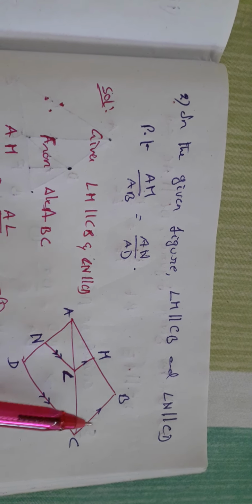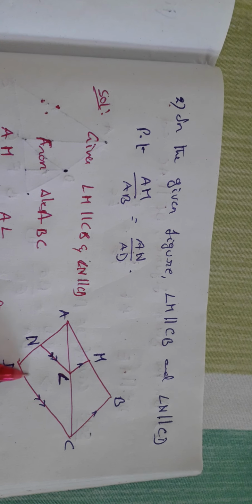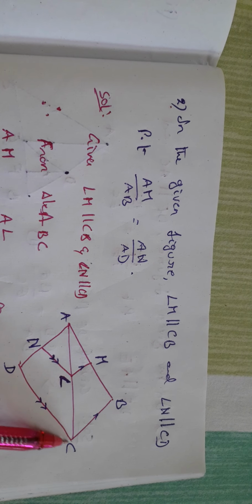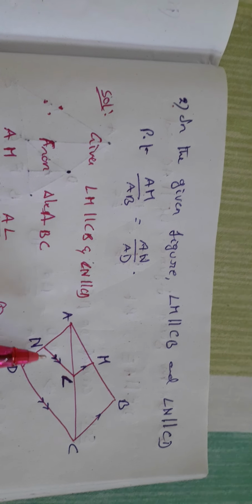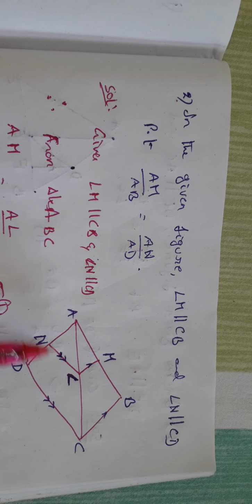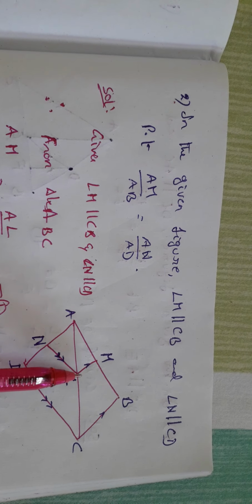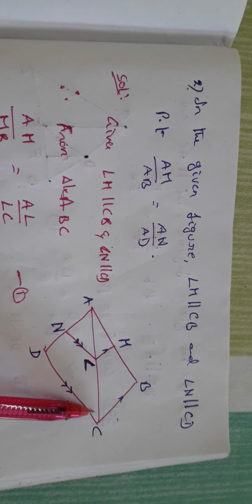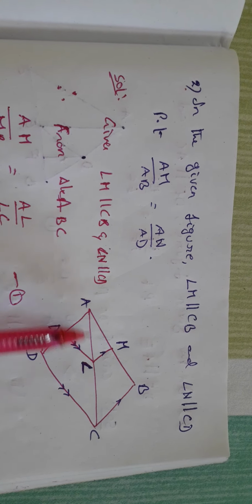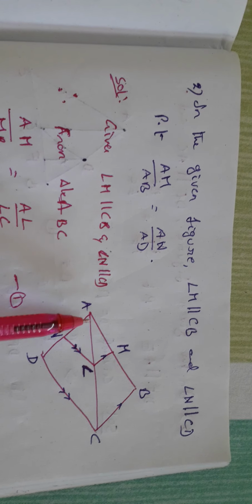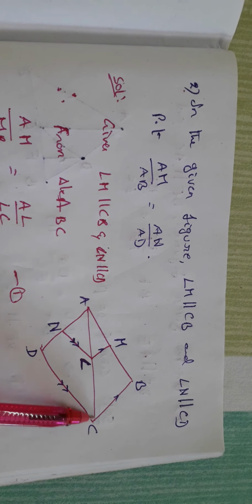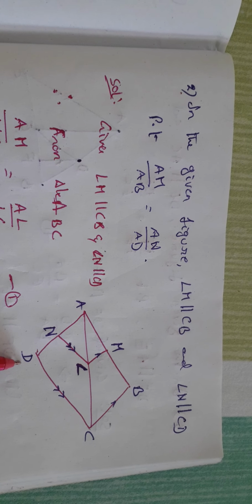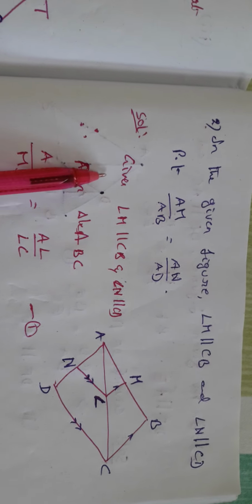So, next one. As these two are parallel, now we are going to consider the triangle ACD. From this what you can say, AN by ND is equal to AL by LC. Very much clear. In this triangle also you are getting AL by LC, and in that triangle also you are getting AL by LC. Then obviously you can equate AM by MB is equal to AN by ND. Right?